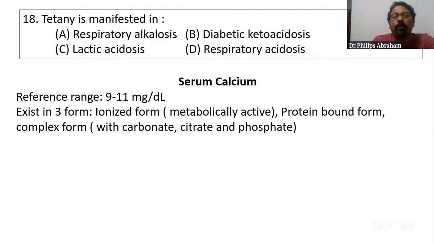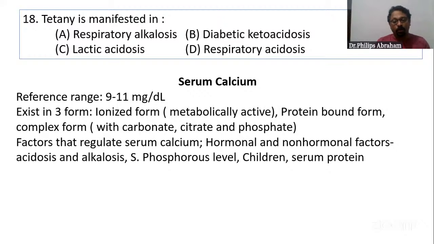Now, what are the factors that maintain calcium level? Here we have hormonal factors and non-hormonal factors. Hormonal factors are 3 hormones: parathyroid hormone, calcitonin, and the active form of vitamin D, which also acts as a hormone. These 3 mainly regulate the blood calcium level or serum calcium level. The non-hormonal factors, please note: acidosis, alkalosis, serum phosphorus level, age, and serum protein. Now we are going to settle down to acidosis and alkalosis. In these conditions, proteins will be having some extra charges.